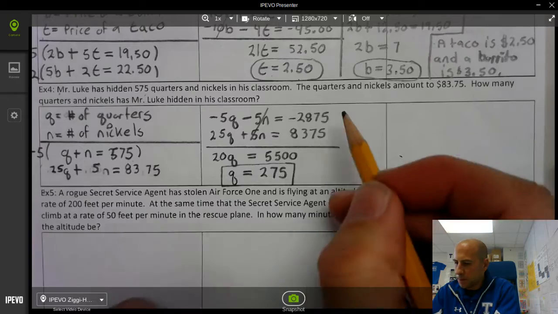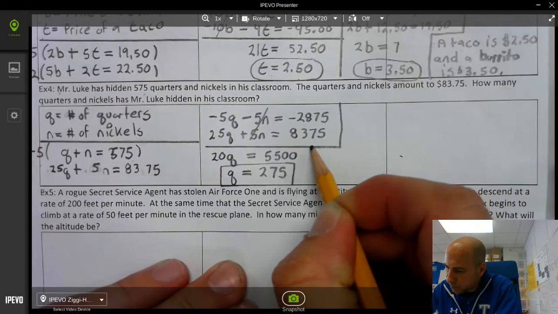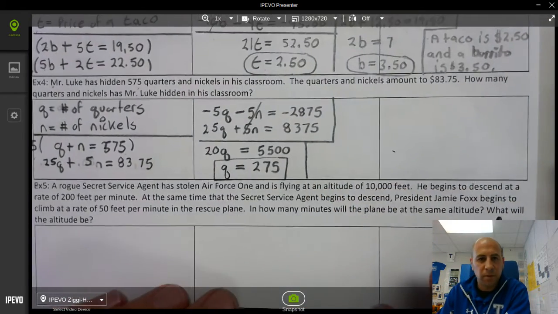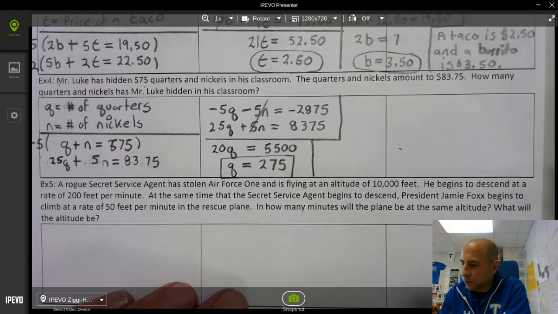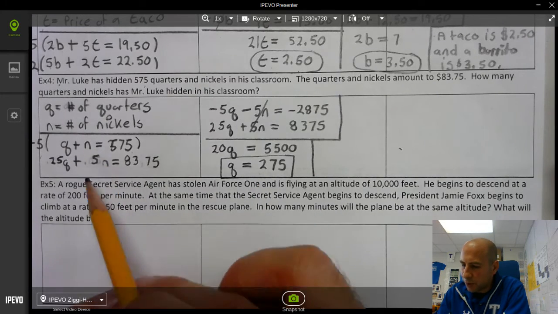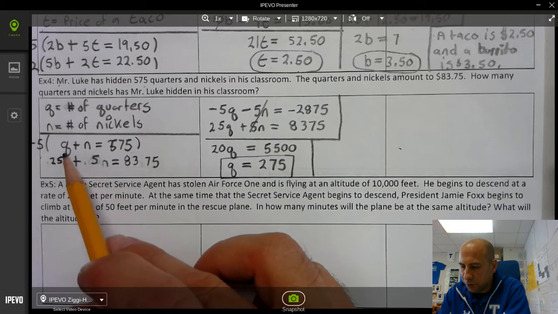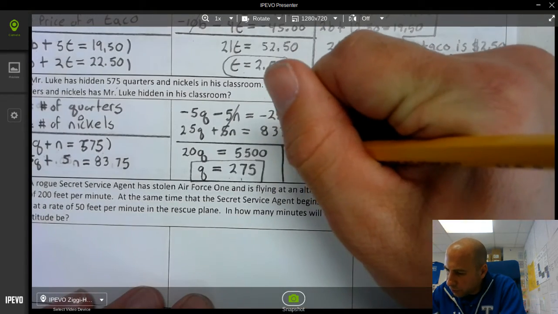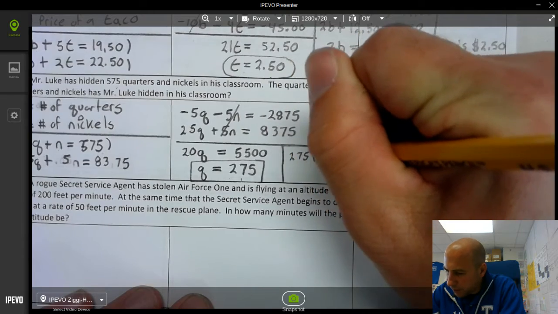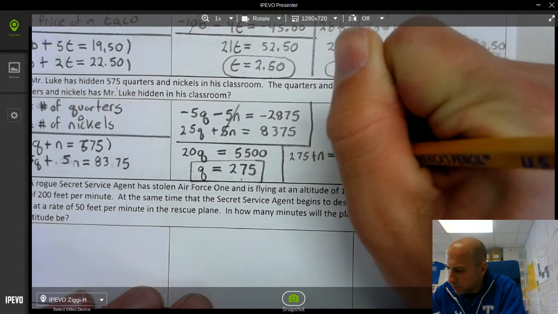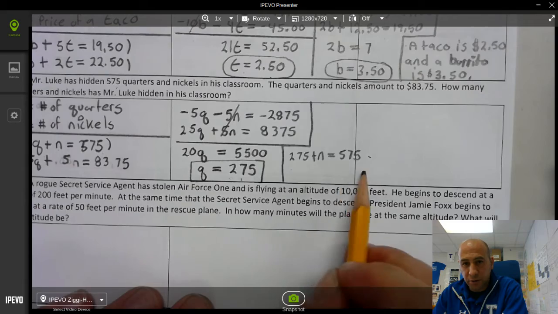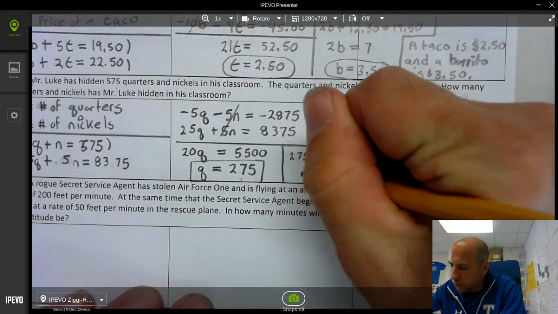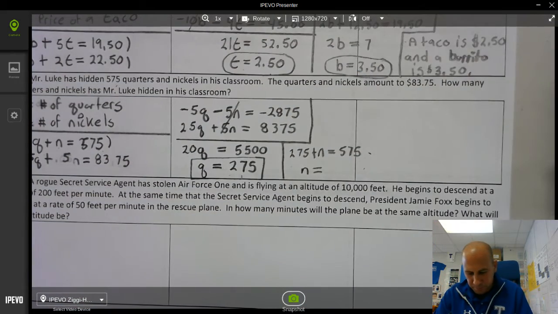All right, so now the next thing is going to substitute that into either equation. I'm going to plug it into the first equation because there's no numbers in front of the Q or N. So Q is 275, so that's 275 plus N equals 575. Subtract 275 from both sides. So the number of nickels Mr. Luke has hidden in the room is 300.